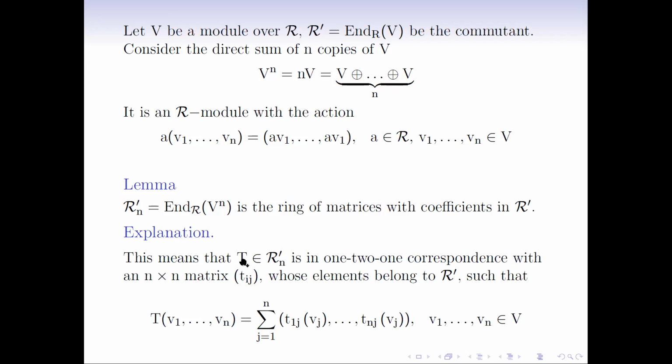This means that for each T inside the commutant of the action of R in V^n, there exists a unique n cross n matrix, which we denote T_ij, all elements of which belong to R prime, such that T applied to the direct sum V_1 and so on V_n is the following one. This is the sum of T_1j V_j, and so on, the sum of T_nj V_j, for V_1 and so on V_n, all possible tuples of elements from V. Any element of the direct sum of n copies of V.